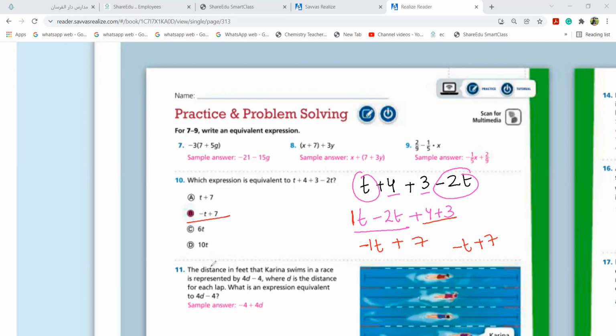Any questions? Malak, any questions? No, miss. That's it for today's class. I hope you have enjoyed. Write it down: question 10, 7, 8, 9. Tomorrow I'm going to do it.